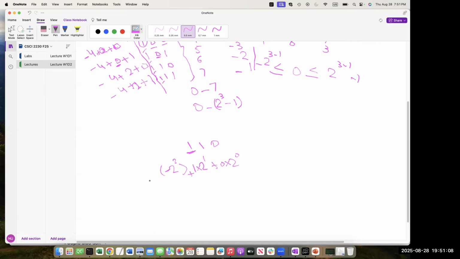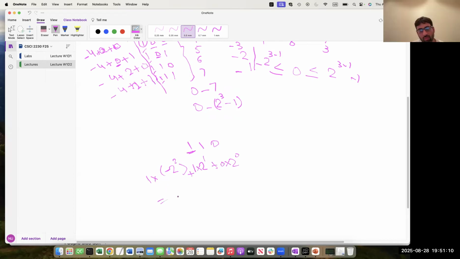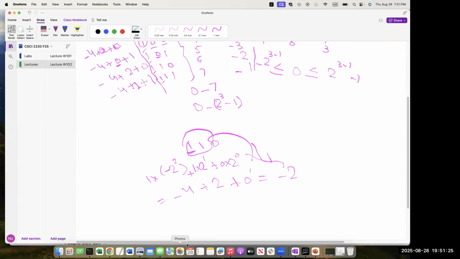So this will be -4, this will be 2, this will be 0, and this will be equal to -2. So 110 is binary of, sorry for this bad rhyme, -2. Okay, is it clear now?